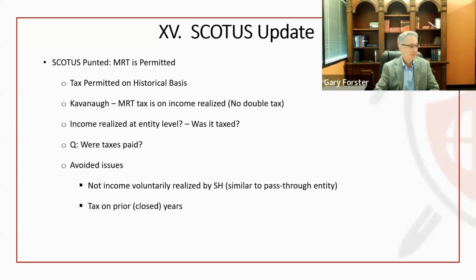What if the CFC does not have any subpart F income? Does the 965 still apply? No, it still applies, but there's no income, so they don't have to pay any tax on it. The idea was that if we just kept reinvesting, we could avoid it. So there's nothing to reinvest, there's no tax. And that's kind of the way the Moore case went.